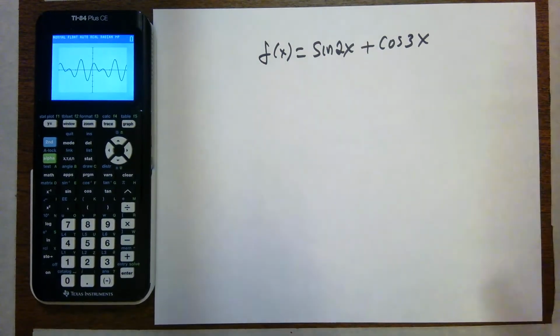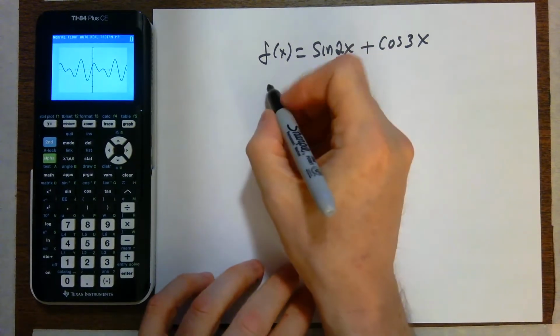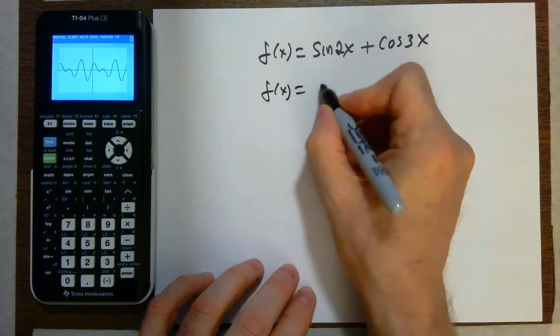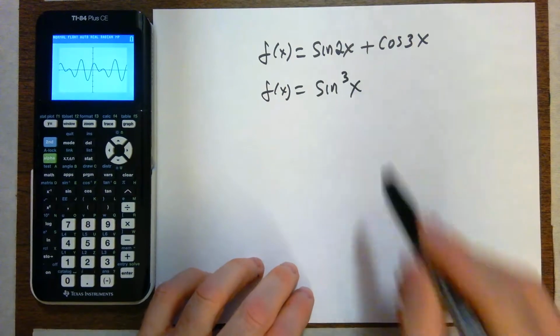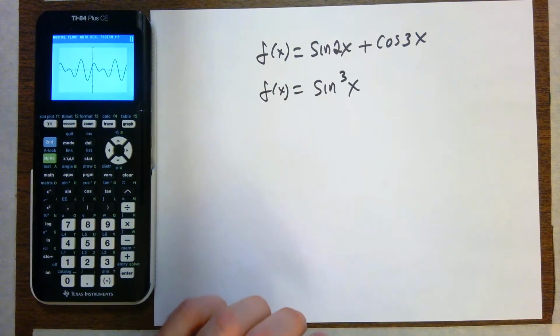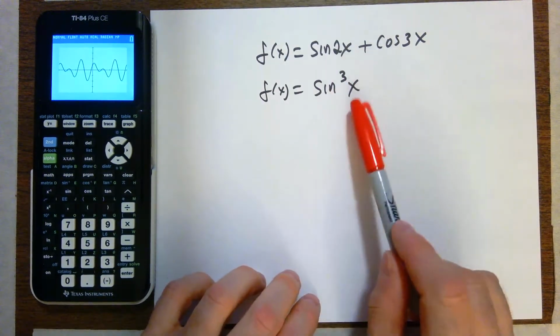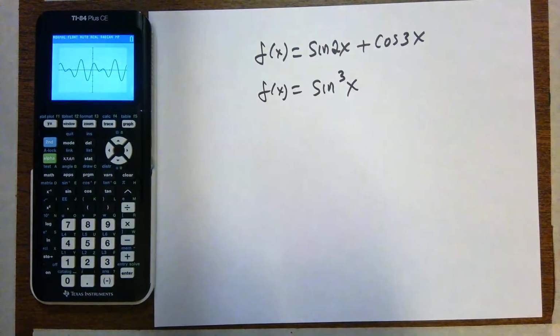All right, let's take a look at another one. How about if we have f of x equals the sine cubed of x? How would we graph that? Now sine cubed or sine squared, how would we graph that?